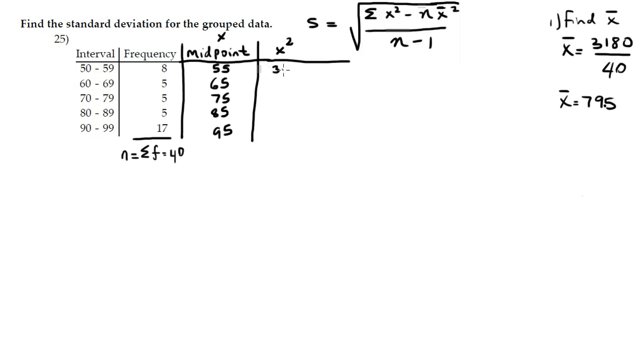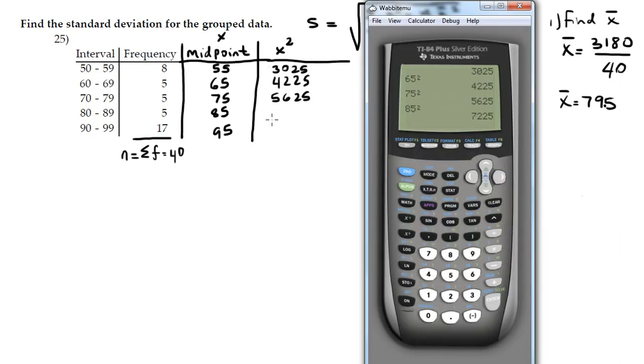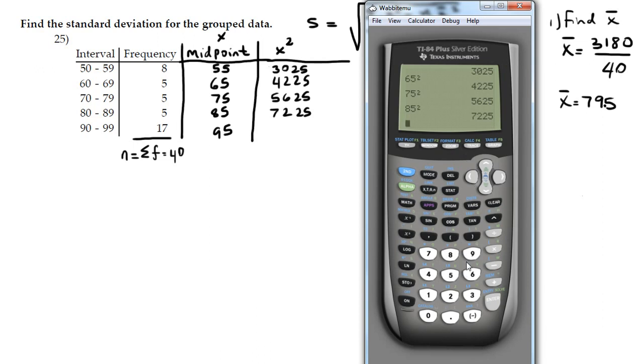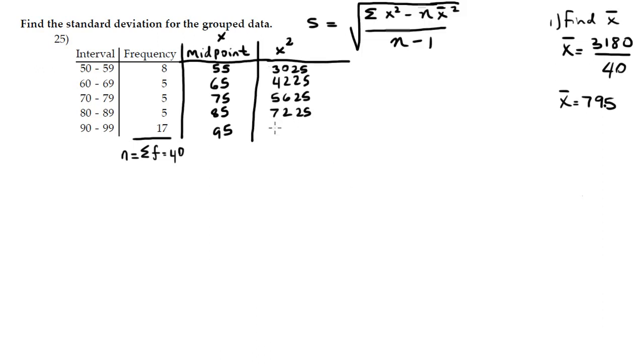Let's start writing these in. 3025, 4225, 5625, 7225. 95 squared might be 9025. Is that what that's going to be? Oh yeah, 9025. Okay. So I squared each of my midpoints. These are my x squared values.